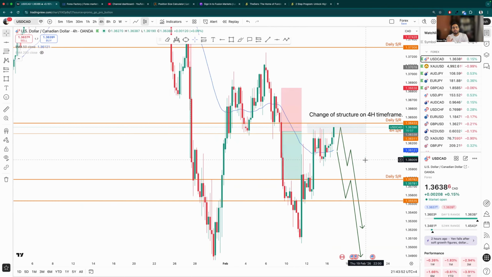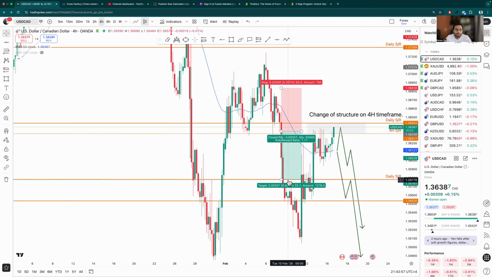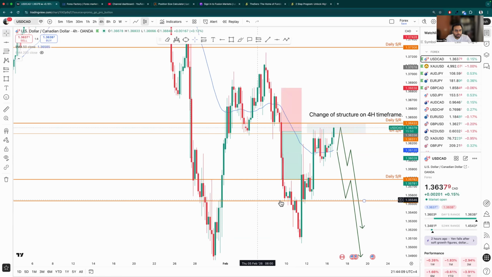Securing your profits strategically is a different story. Right here, there was no strategy. It was just NFP news. If there had been a strategy, then I probably would have closed around here, because I could clearly see there's some support and resistance at this point. I could have closed right here.